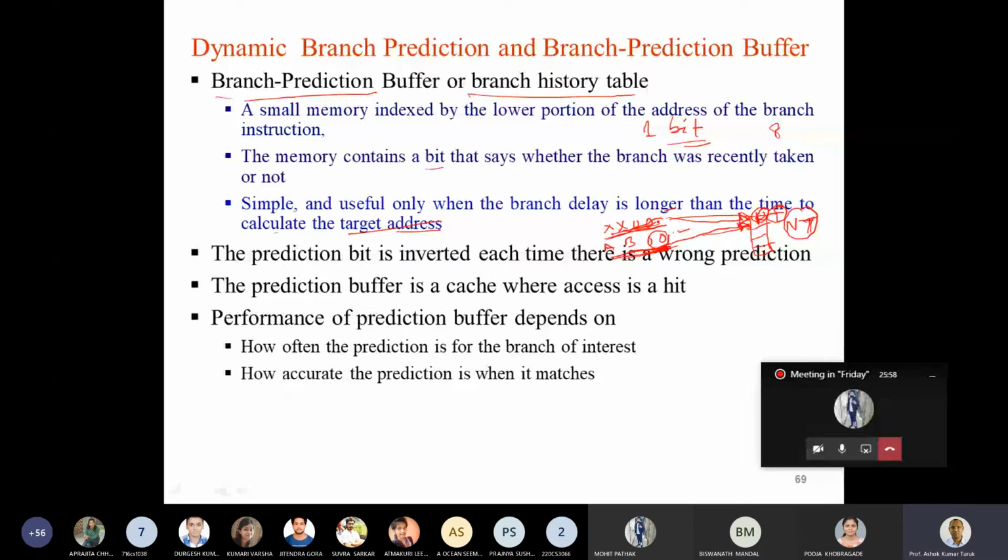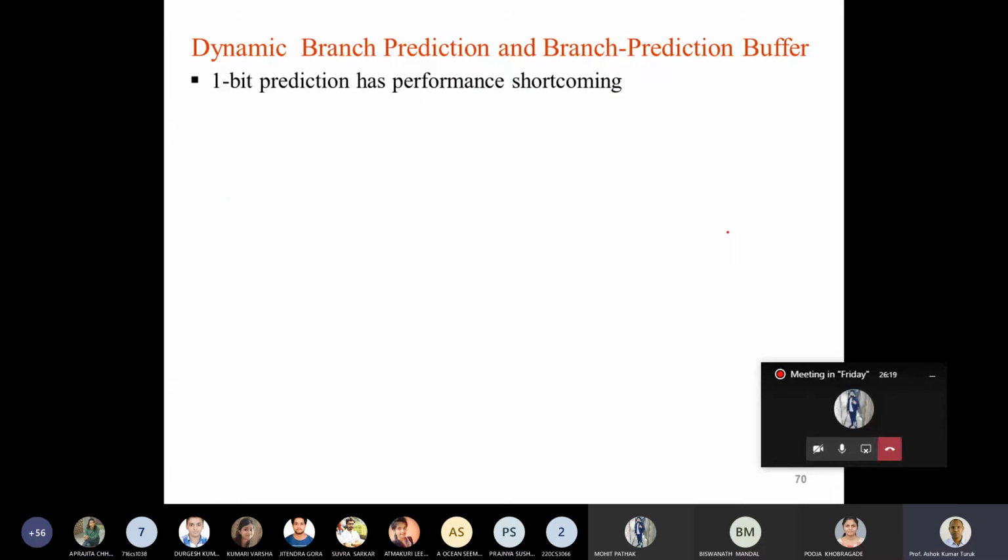and second, how accurate the prediction is when it matches. Now this is indexing into the same memory location, and there is a prediction bit, and how accurate is the prediction. So it depends on these two parameters.